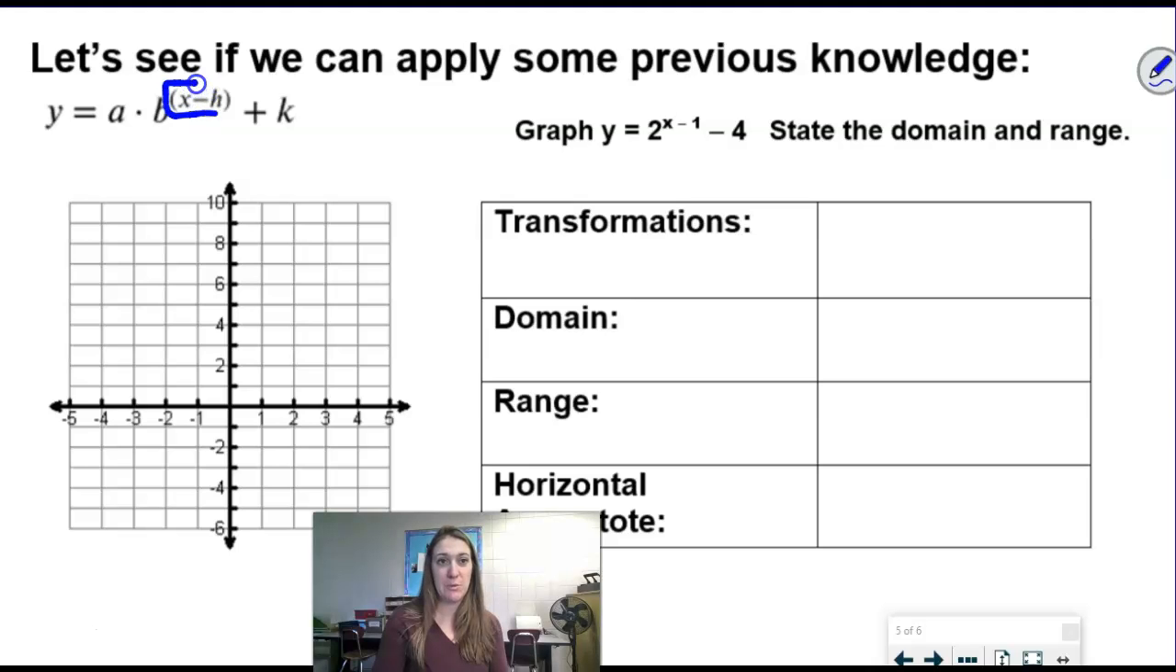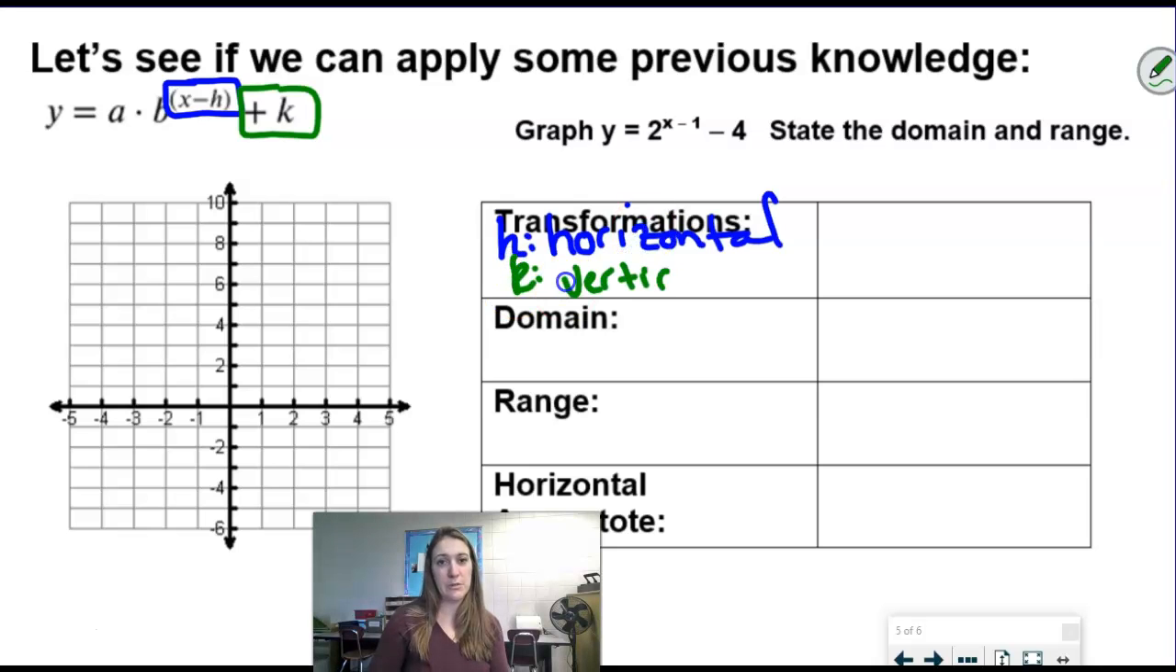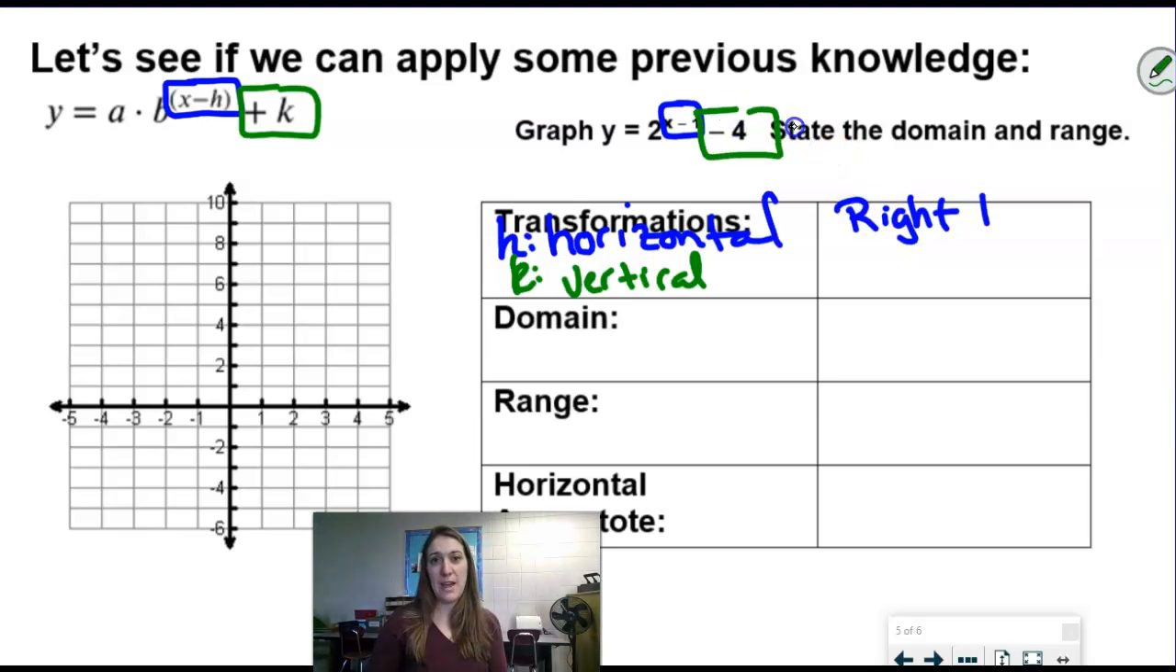Remember that in our other functions, when we saw x minus h up in the parentheses, that meant a horizontal shift, right? H is horizontal. There's a built-in negative. And then this plus k off to the side would be a vertical shift. So when I look at this example over here, and I see 2 to the x minus 1 power, this guy was shifted right 1. Remember, there's a built-in negative there. And then on the end, we have a negative 4, which I know vertically shifts it down 4.